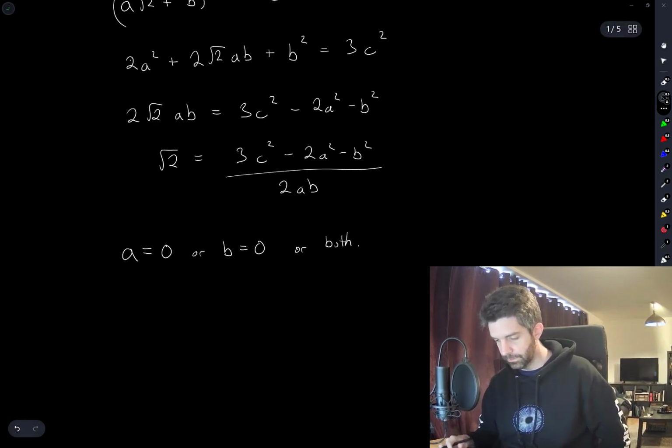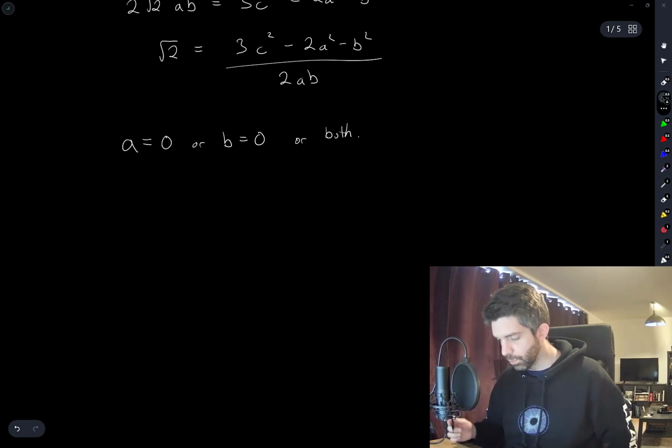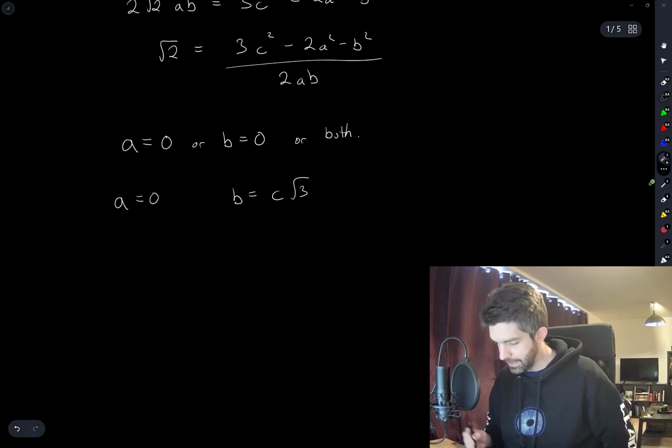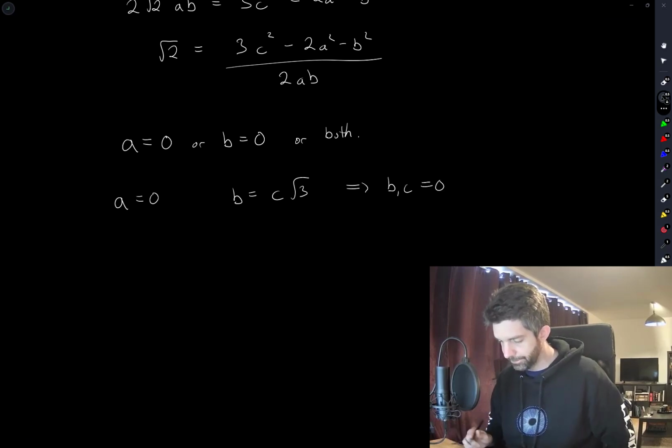Okay, why don't we work this out case by case? Suppose a is equal to 0. Then we have b is equal to c times root 3. And again, we have a contradiction because if we divide by c, then we have a rational number equal to an irrational number. So assuming a equals 0 implies that both b and c are equal to 0.